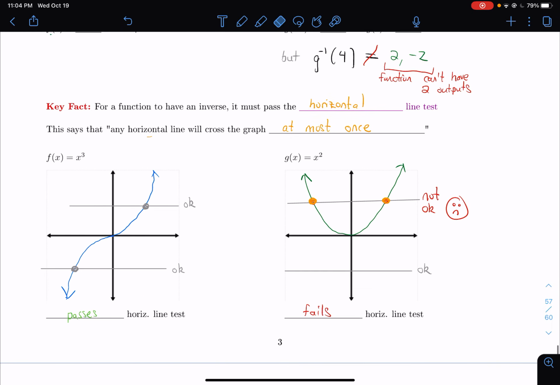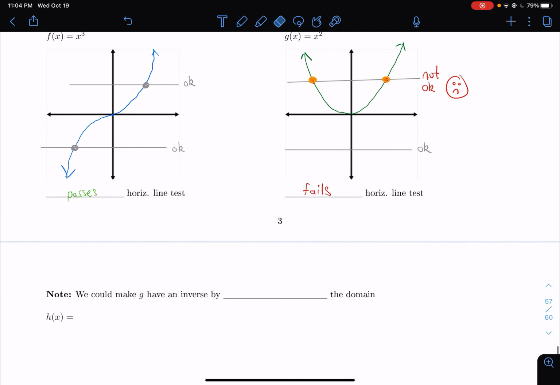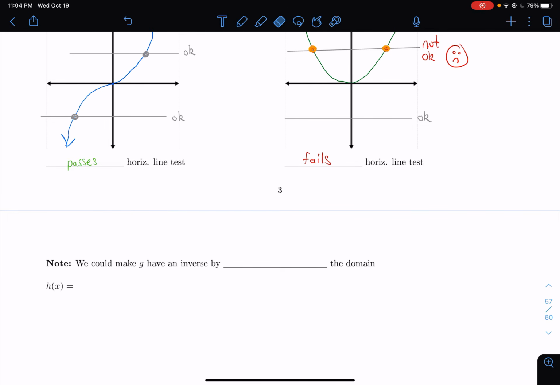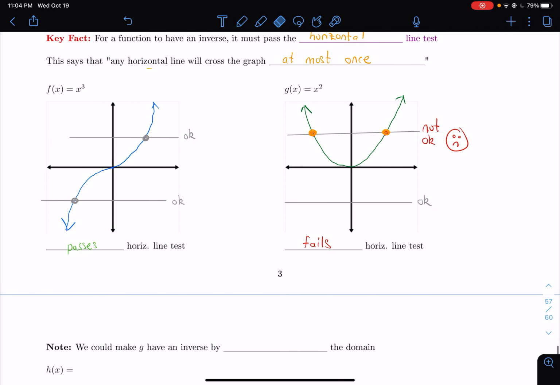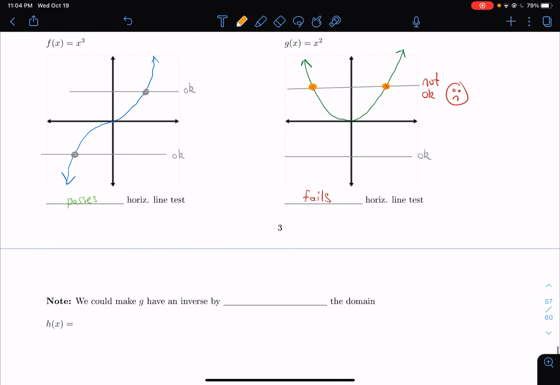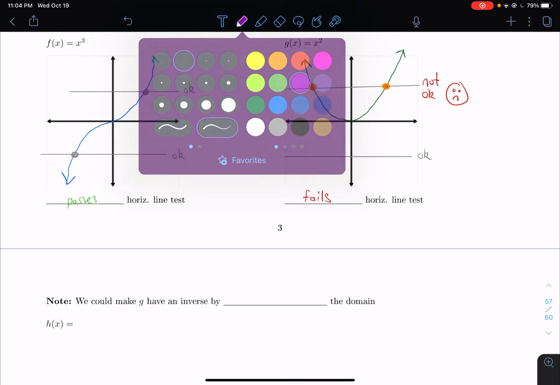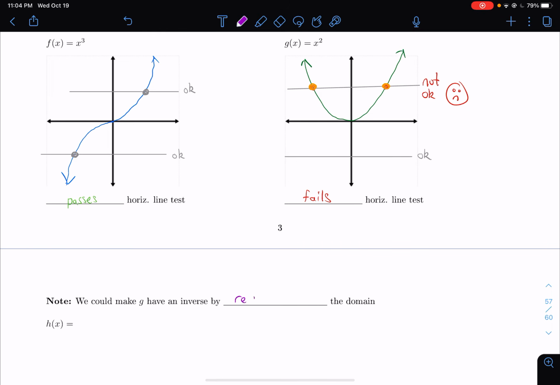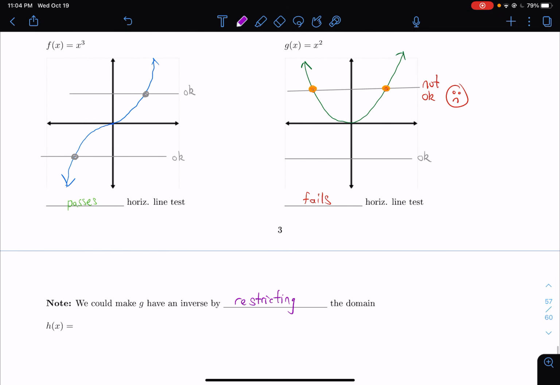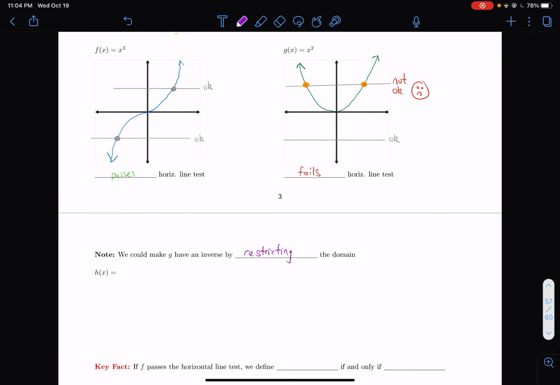Okay. All right, so we are going to flip the page. All right, so I want to note something. When a function like this, x squared, doesn't pass the horizontal line test, sometimes I can do something to it to make it have an inverse. I can sometimes accomplish that by restricting the domain. That means making the domain smaller than it is.